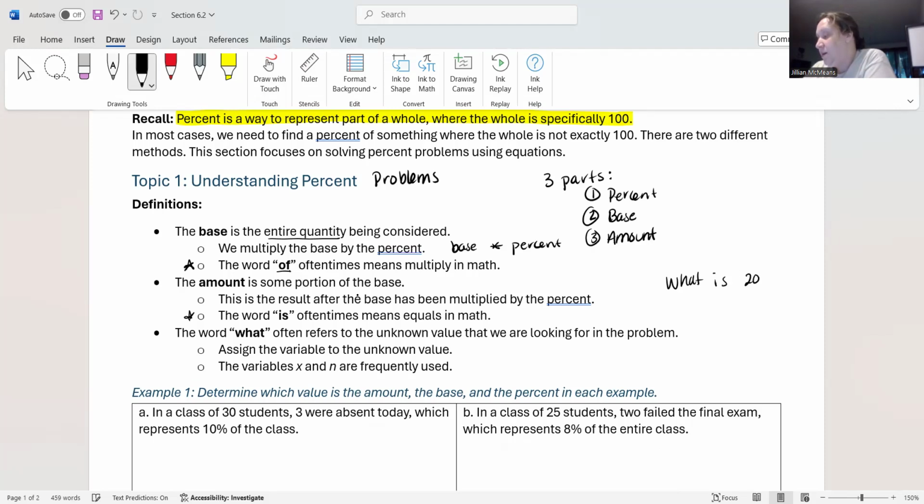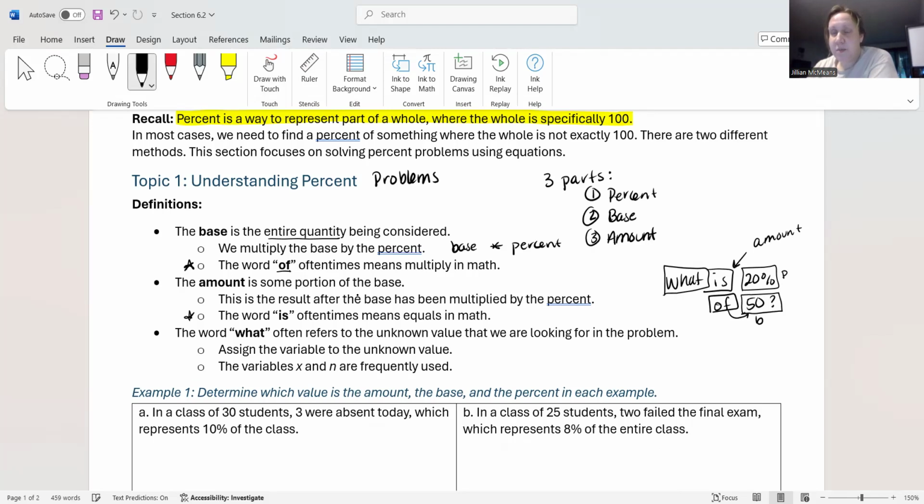is 20% of 50? Well, what is the unknown? So what? In this case, what is? Well, is we can frequently associate with the amount. 20% is very obviously the percent. And then of, we could usually associate it with the word multiply. And in this case, we know we multiply the base and the percent. So this right here would be the base.